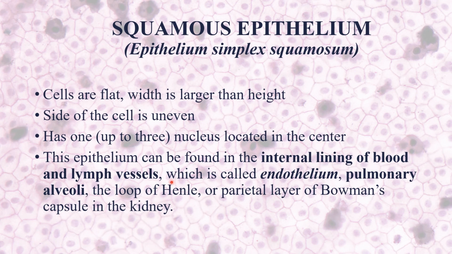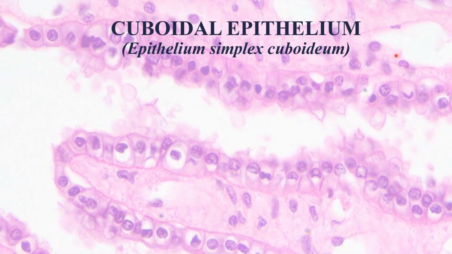And inside those blood or lymph vessels, this epithelium is called endothelium, which means on the inside, basically. Also, you can find it in alveoli of the pulmonary tract, also in the loop of Henle, which is inside the kidneys, and also just basically inside kidneys. Next, we have the cuboidal epithelium, epithelium simplex cuboidum.